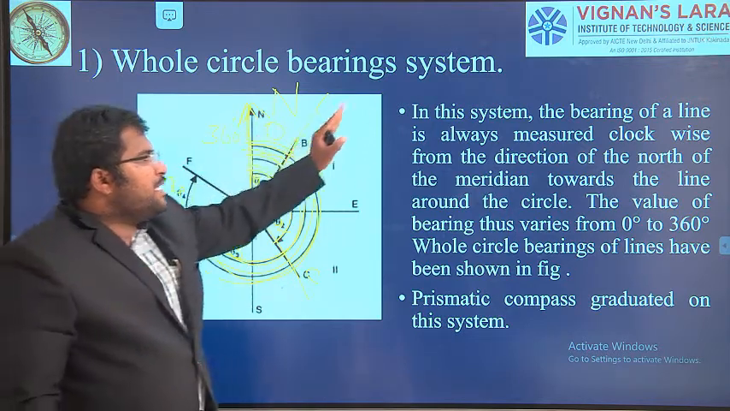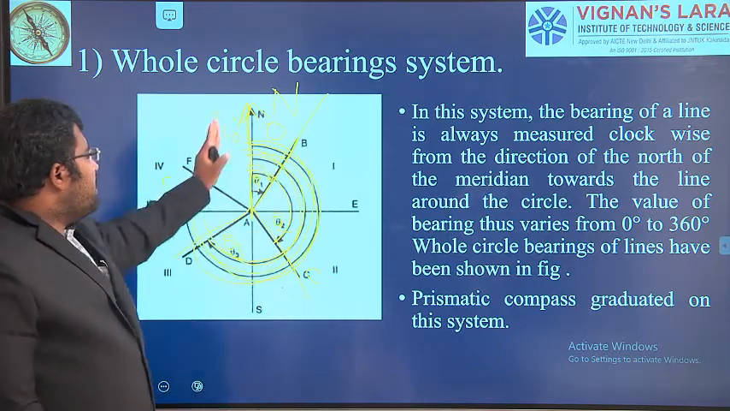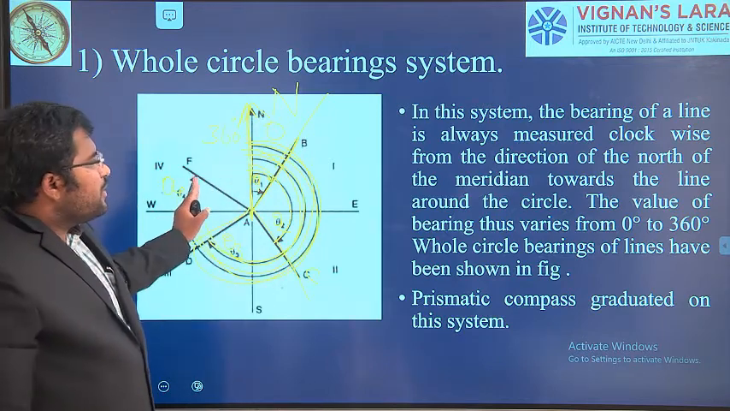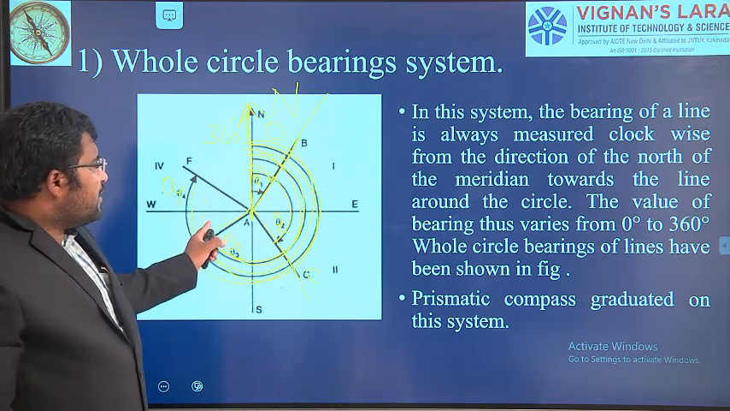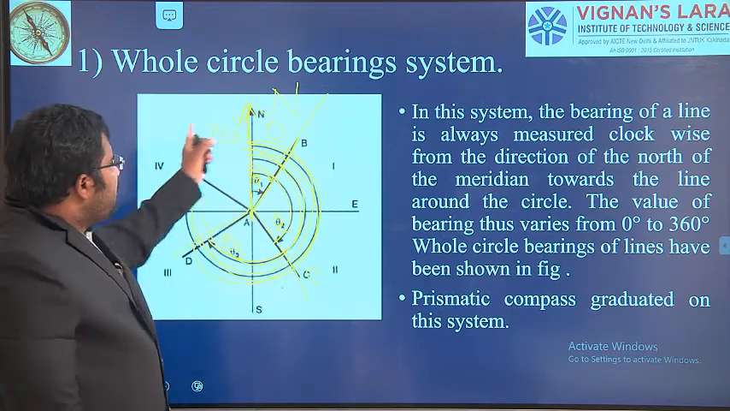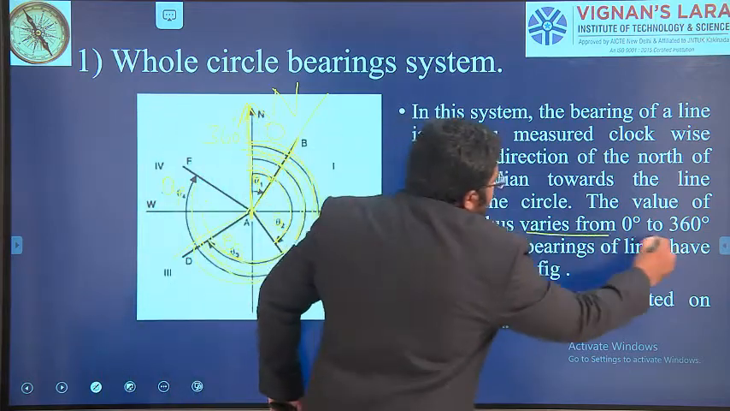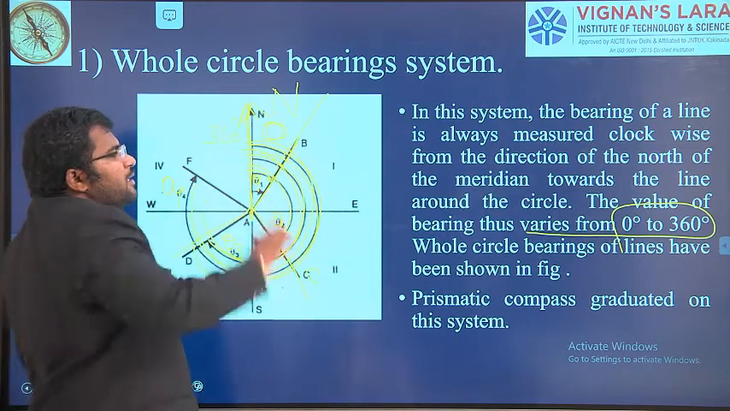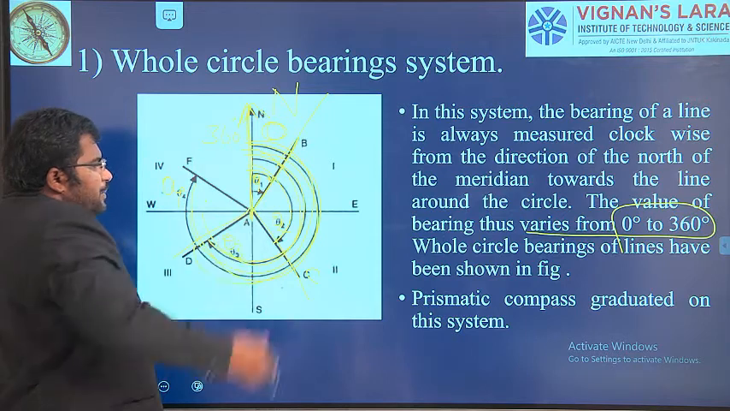Now what is it telling here? The bearing of a line is always measured in the clockwise direction from the direction of north. From north we measure the angles in the clockwise direction, towards the meridian, moving around a circle. The value of the bearing varies from 0 to 360. From 0 we end again at 360. The whole circle bearing is shown in the figure.